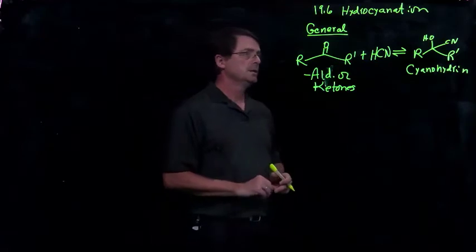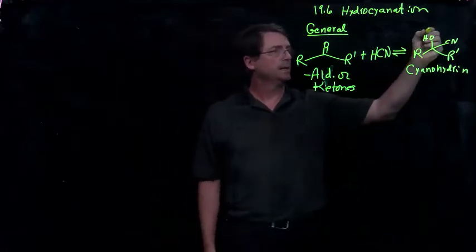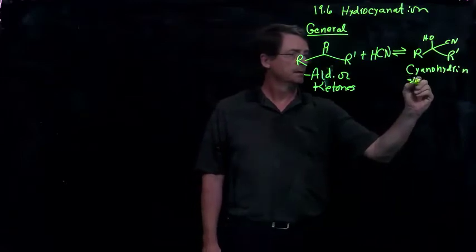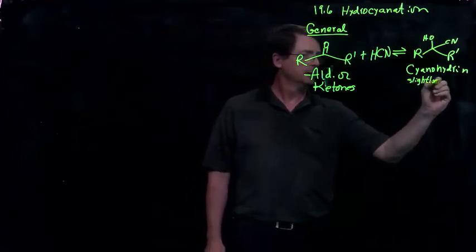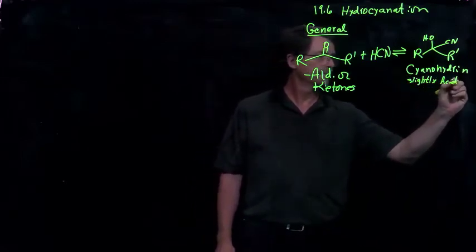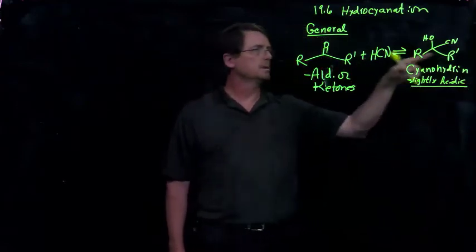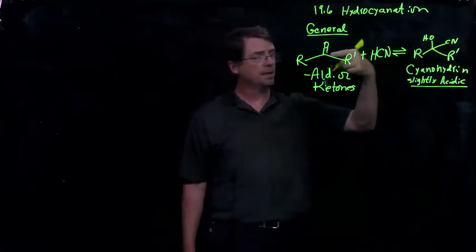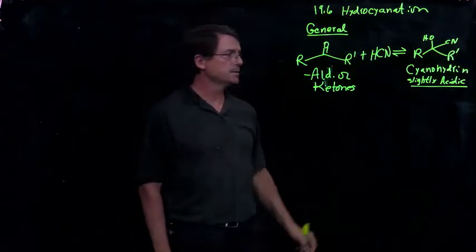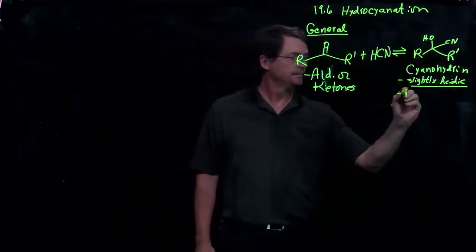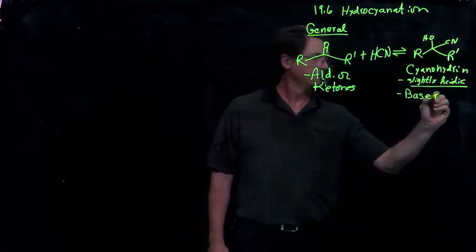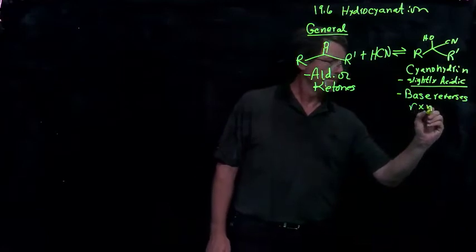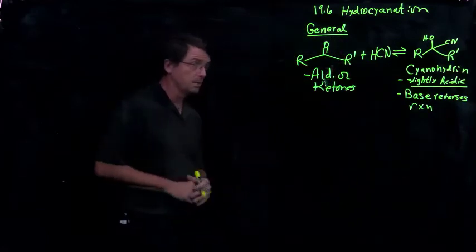Now, the way that you keep this stable is that you maintain slightly acidic conditions. And under these, the equilibrium shifts to the right. If you put it under basic conditions, the reaction will actually reverse. So that's the way you control it.